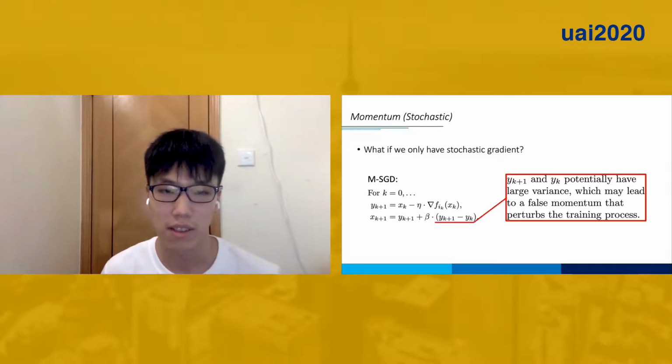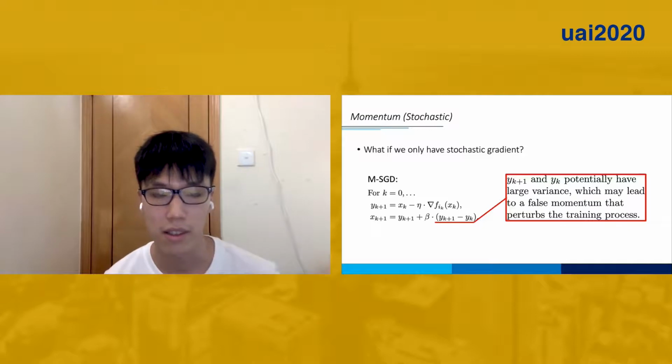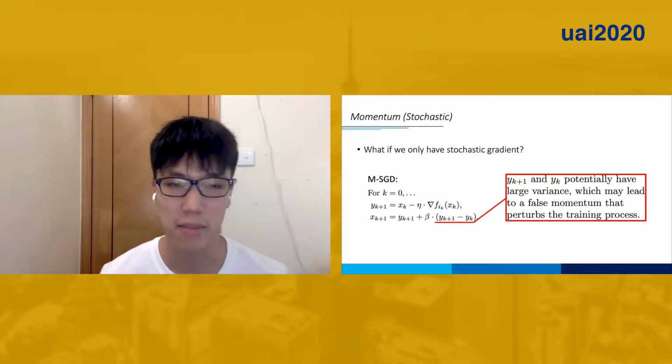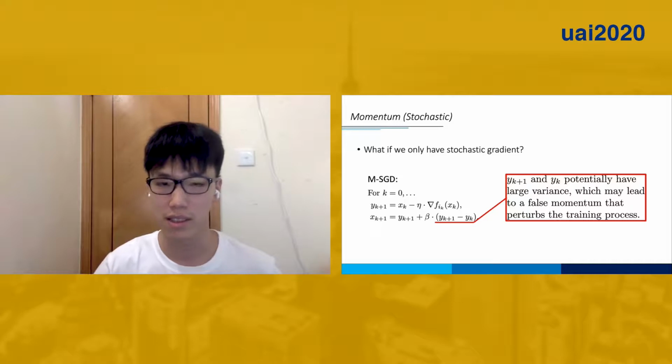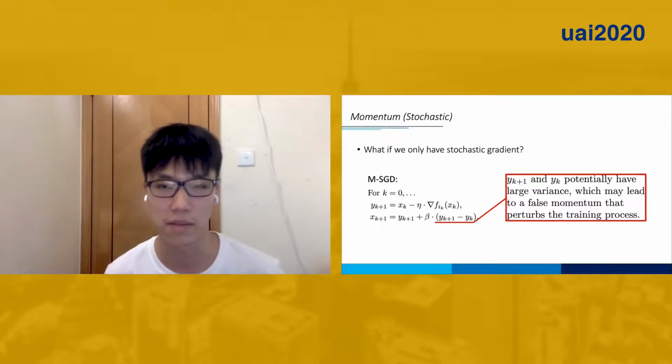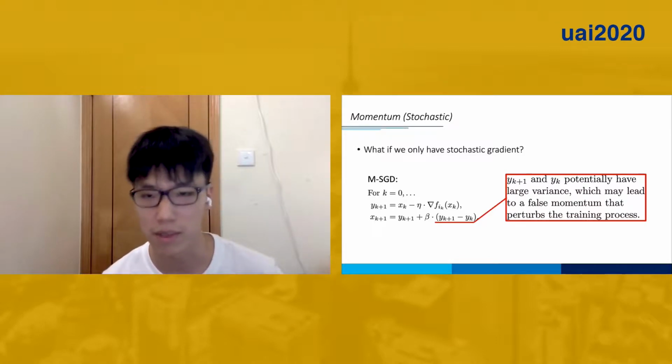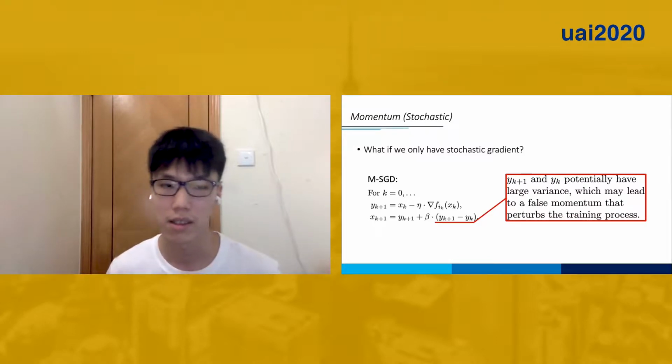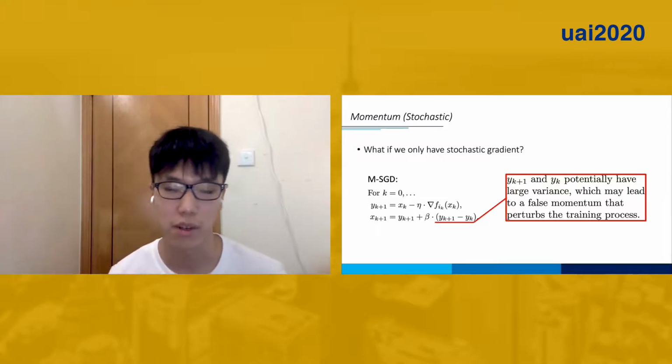However, there's an issue here. Following the previous insight, now in the stochastic case, the momentum is provided by a previous iterate of stochastic gradient descent. However, this means that this momentum potentially has a very large variance, which may lead to a false momentum that perturbs the training process. So we aim to solve this problem.